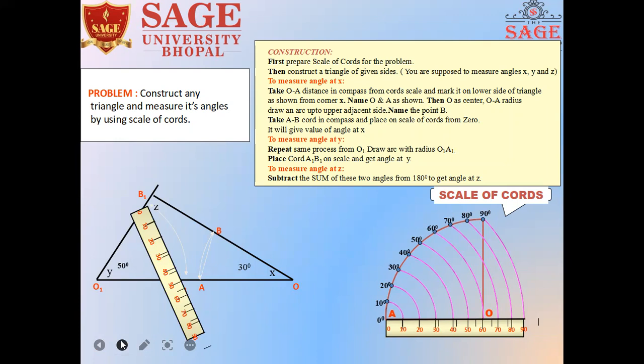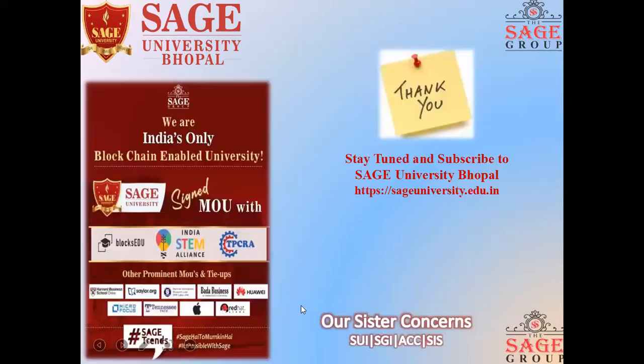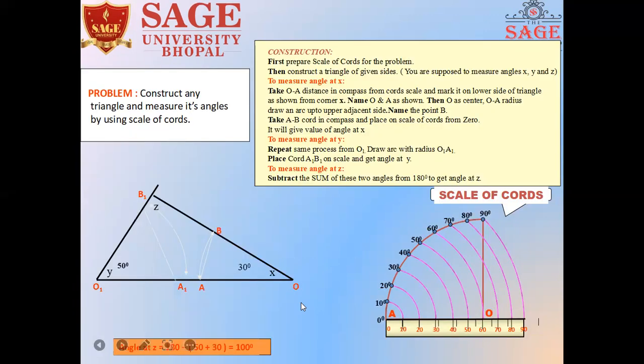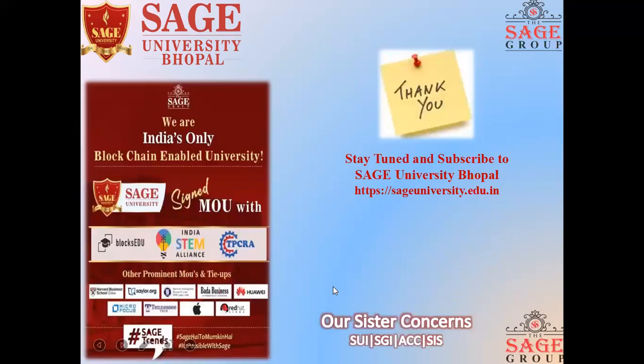Repeat the same process from O1 and draw an arc with radius OA1. Place chord AB1 on the scale and get the angle. Now if two angles are given, we know the sum of the angles of a triangle is 180 degrees. With the help of the triangle rule, we subtract from 180 degrees, so our third angle is 100 degrees. This is the basic step to draw an angle or measure an angle. Thank you very much.